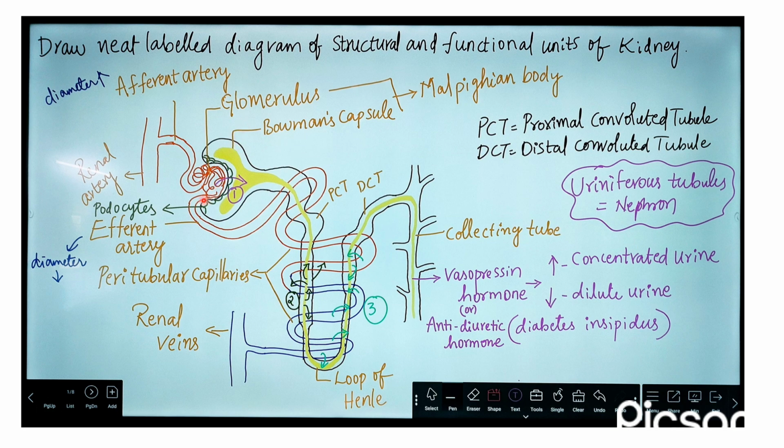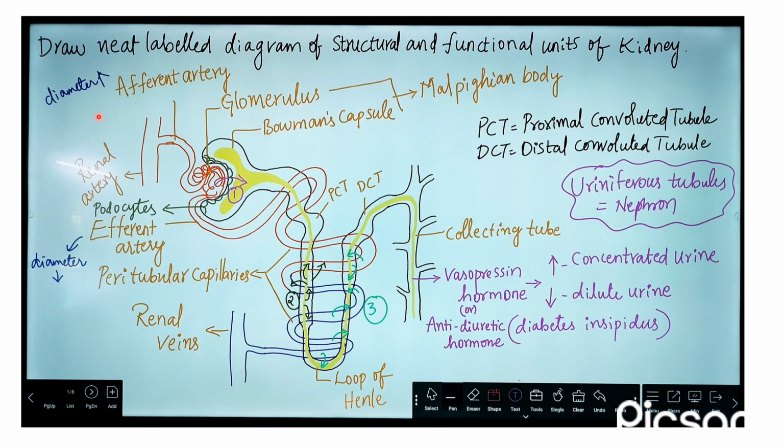From the glomerulus, one more branch of artery comes out called efferent artery. The artery which is entering the nephron is called afferent artery, this one, and the artery which is exiting the nephron is called efferent artery, this one. Later, the efferent artery coils around the nephron like this and gives off many branches, finally coming out as renal vein. This is the renal vein.